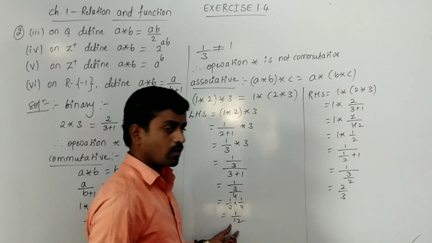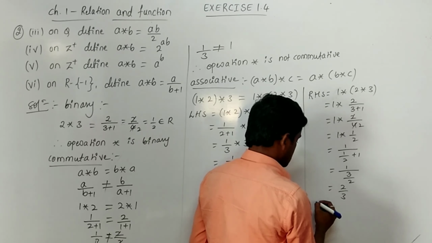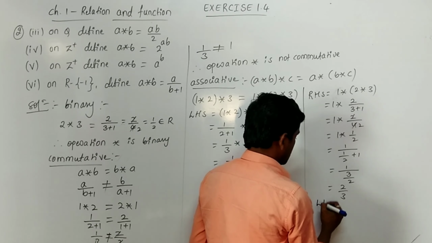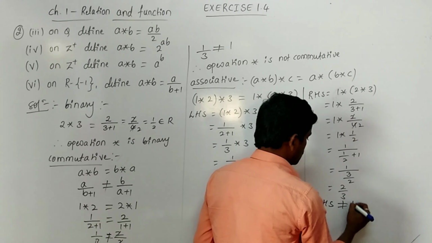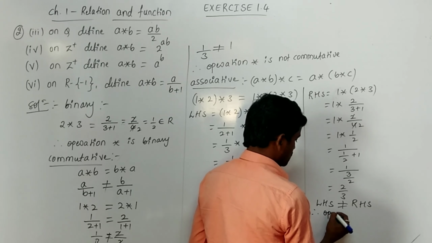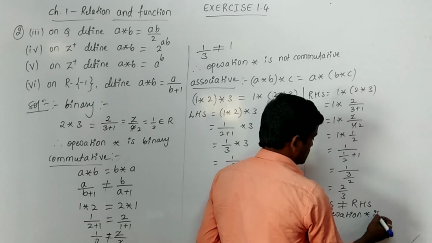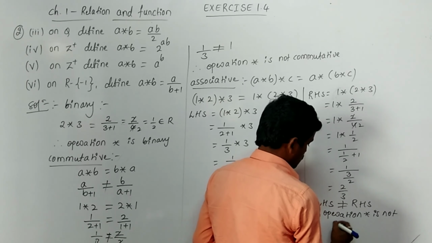LHS is 1 by 12. RHS is 2 by 3. Therefore, LHS is not equal to RHS. Therefore, the operation star is not associative.